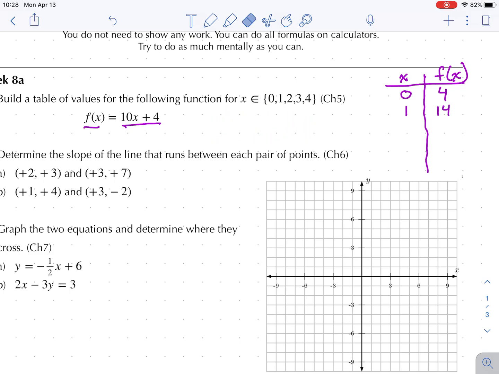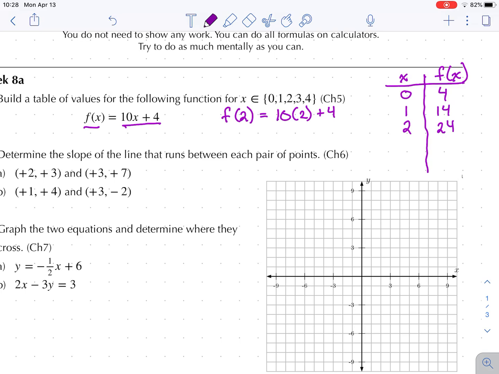Now I need a little bit more space to do number 2. So I do 2. My function evaluated at 2 is equal to 10 times 2 plus 4. And 10 times 2 is 20, plus 4 is 24.